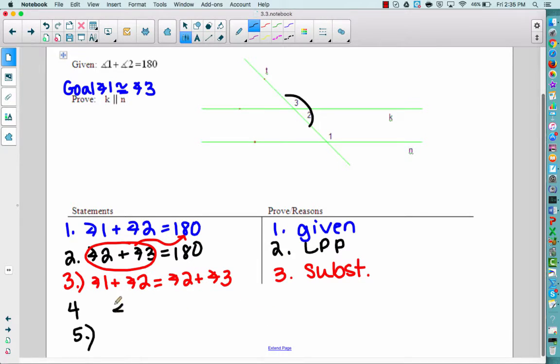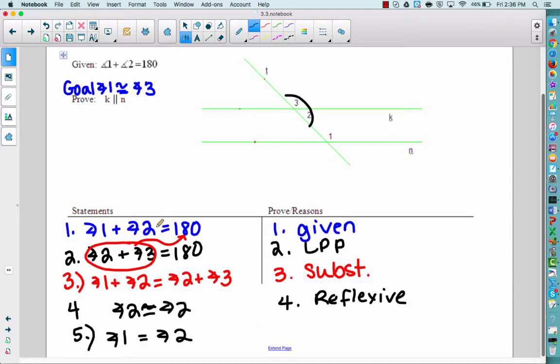So I'm going to state that angle 2 is equal to angle 2 by the reflexive property. The reason I have to do that is so that I can subtract it. And so in the next step, I get that angle 1 equals angle 2. Actually, all of these should be measure of. So the measure of angle 1 equals the measure of angle 2, and that would be subtraction.